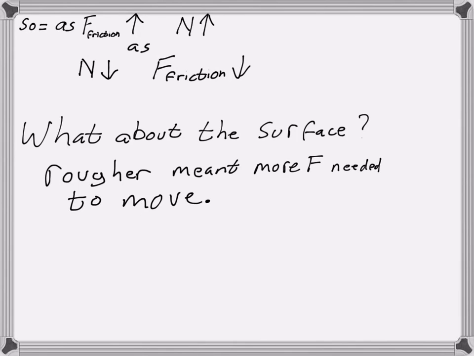So basically, if we think about it, the rougher the surface was, the more force that was needed to move it. If you have a really jagged surface or a really rough surface like a gravel road, it's a lot harder to drag something along a gravel road than it is, say, a block of ice. So how do we apply this in math?